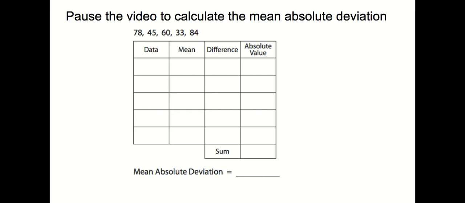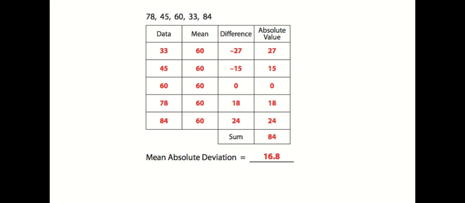Welcome back. Let's look at your answer and see on your calculations and see if you set it up and calculate it correctly. So here the numbers are listed again in numerical order from 33 to 84. The mean is 60 and the differences are listed beside them. The absolute value of the distance is listed beside that, and all added up to be 84. Divided by 5 and you get 16.8.